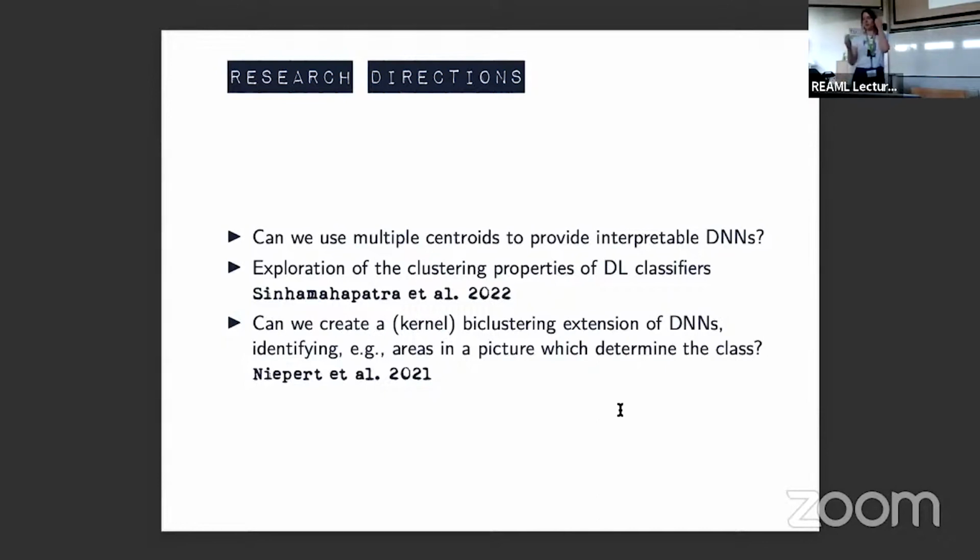Then this bridge between k-means and deep neural networks is also quite interesting to explore the clustering properties of deep learning classifiers. So there are some first approaches here. And the last thing is, can we create a kernel by clustering extension of deep neural networks, identifying, for example, areas in a picture which determine the class? So, for example, in ImageNet, you often have these images of a guy with a bow tie and a fish in the hand. So then the correct class is fish.